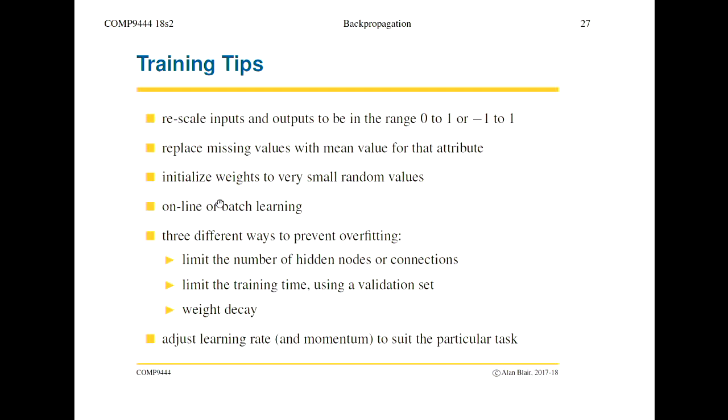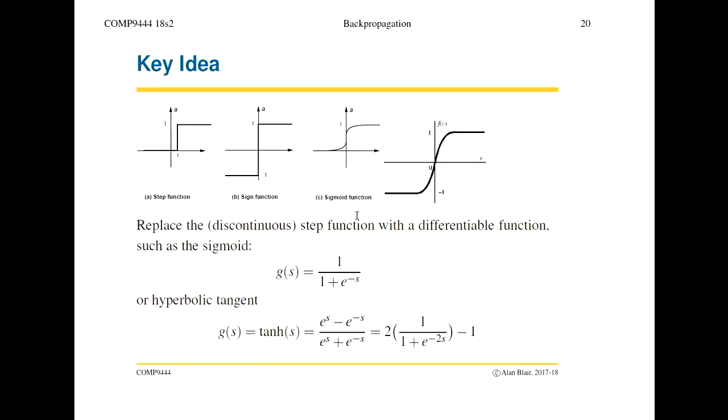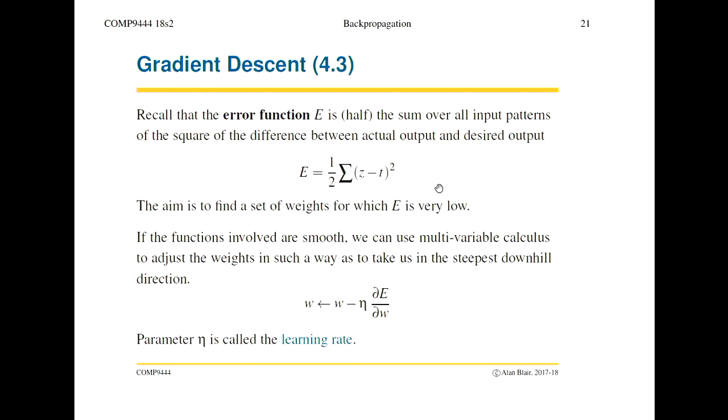So let's talk about this online versus batch learning. You'll notice in the definition of this error function, there's a summation, and the summation is over the training items. One way to do this is we go through all the training items. Let's say we have 600 training items. We could calculate this derivative for each of them and add them all up. Then we would get the true gradient for the combined error function.